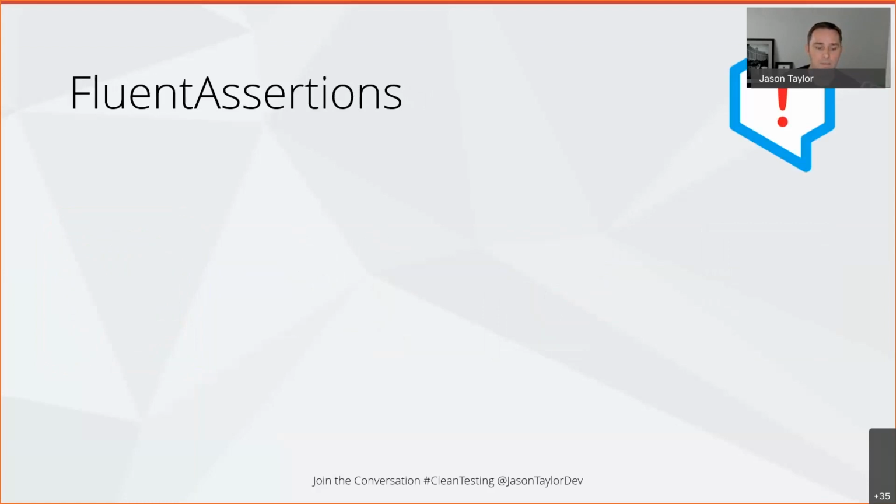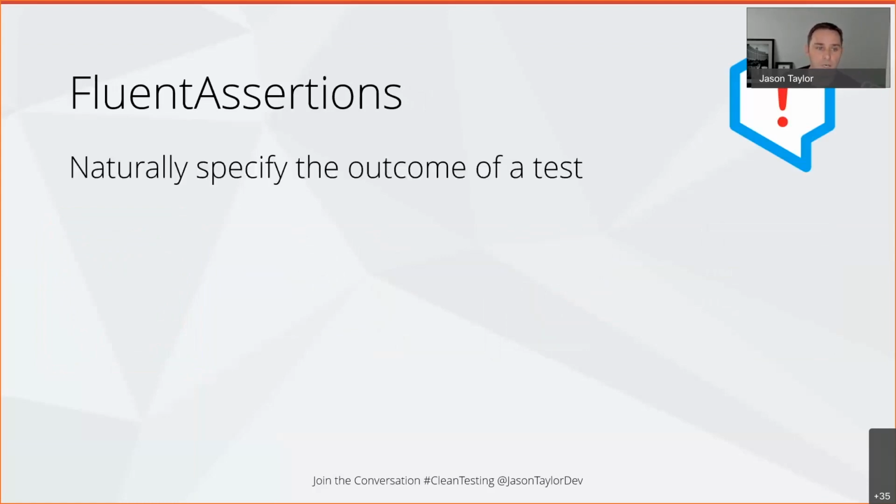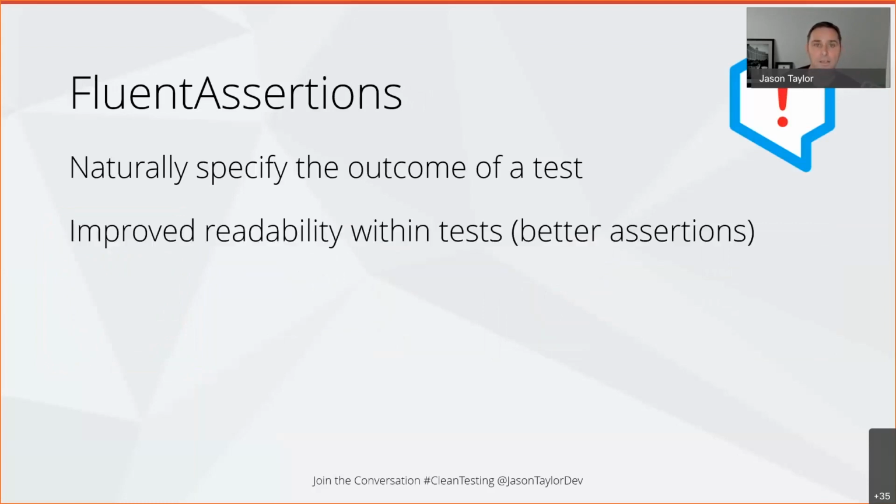All right, so now moving on to some tools. First and foremost, we have Fluent Assertions. This tool contains a large set of extension methods to allow you to more naturally specify the outcome of a test. It also improves your readability within tests, so it makes your tests easy to understand. And that's one of the goals of this approach, making these tests easy to understand, a little bit of a form of documentation within your system.